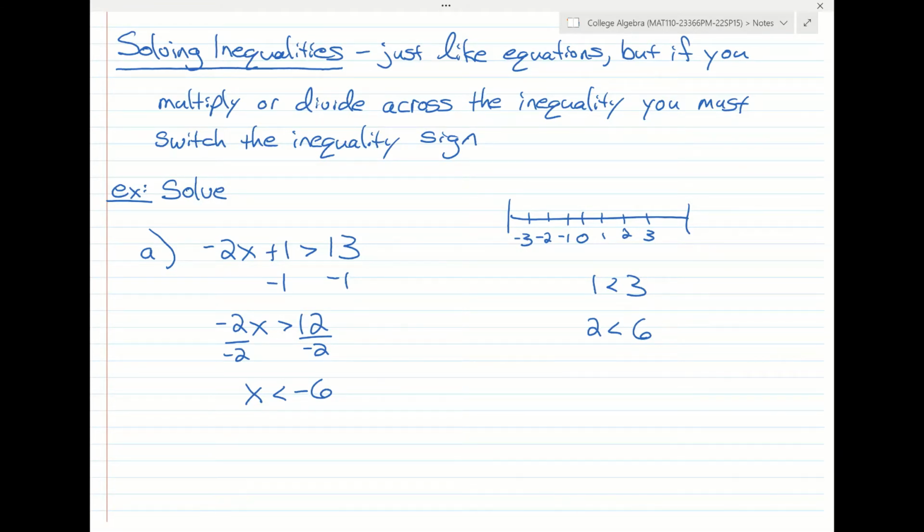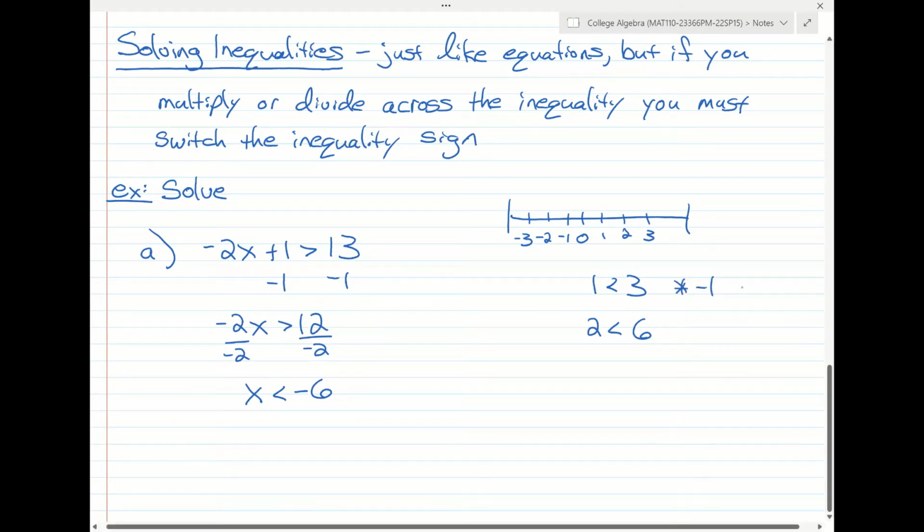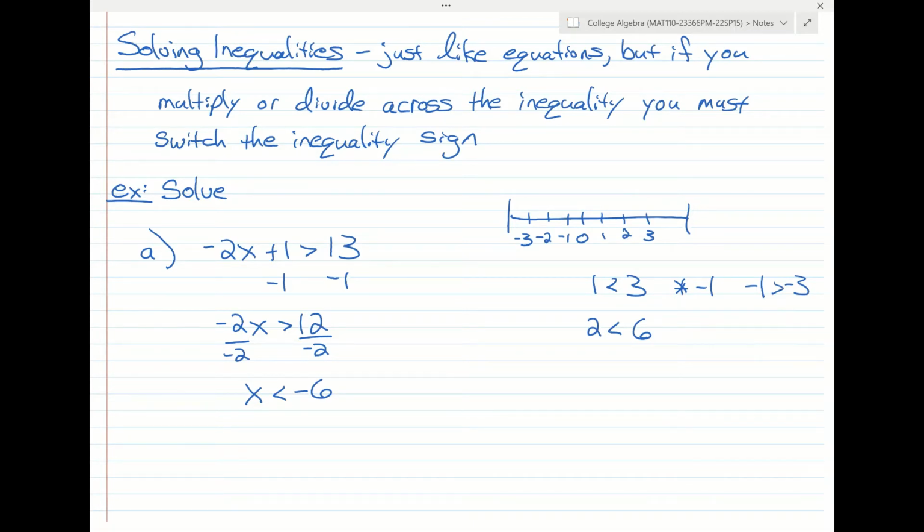So if you multiply by a negative, you wind up with -1 is less than -3, but that's not how numbers work. On the negative side of the number line, -3 is actually smaller than -1. That's why we have to switch it. It's not just a rule somebody made up and everyone has to follow. That's where it actually comes from.